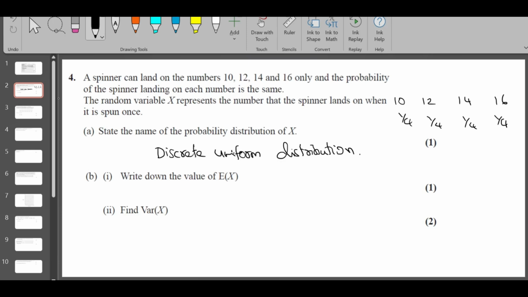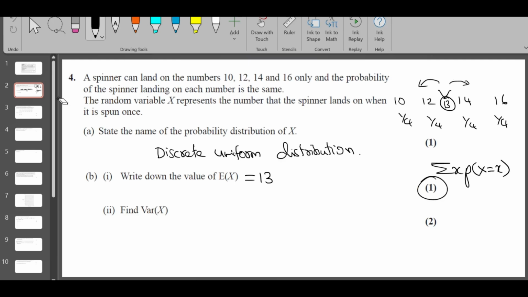So if you apply the symmetry method, take the level of the symmetry here. Let's say 13 is here. From 13, it's 13 minus 1, 13 plus 1, 13 plus 3, 13 minus 3, and all the probabilities are the same. So you can write E of X is straight away 13. You don't need to apply the usual method. You will still get the answer, but it's not worth your time. It's just a 1 mark question.